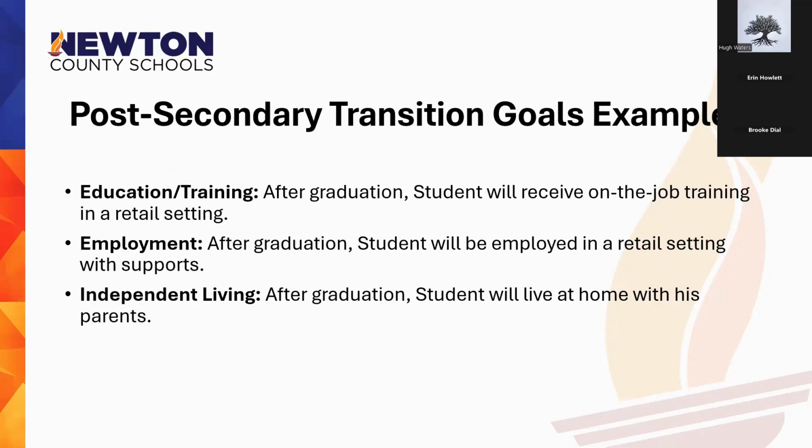So you have education and training, employment, independent living, like we said. So for education and training, maybe after graduation, the student will receive on-the-job training in a retail setting. Employment might be, after graduation, the student will be employed in a retail setting. And then, of course, independent living: the student will live at home with his parents. Sometimes it may be expounded upon and say the student will live at home with his parents and be involved as much as possible, or things like that.